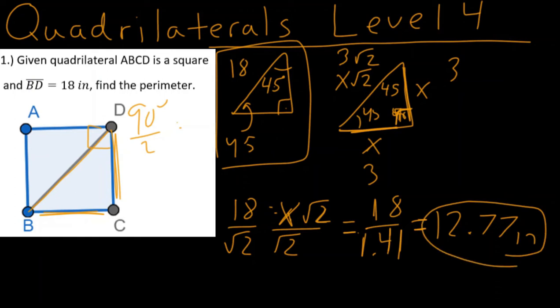Now, what are we really saying here? We're saying that we use this special right triangle to find these sides right here. But what are those sides really? Well, they're these sides right here, BC and BD. I'm sorry, CD. So we could say, hey, this is 12.77, and this is also 12.77.